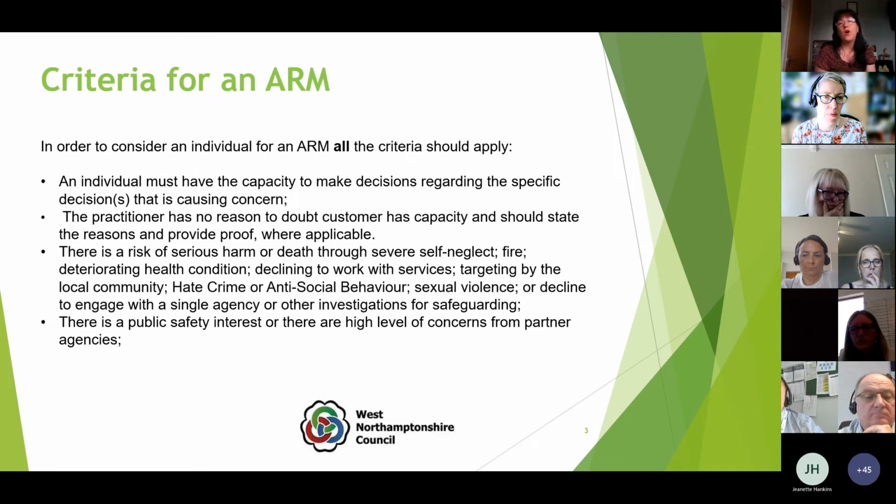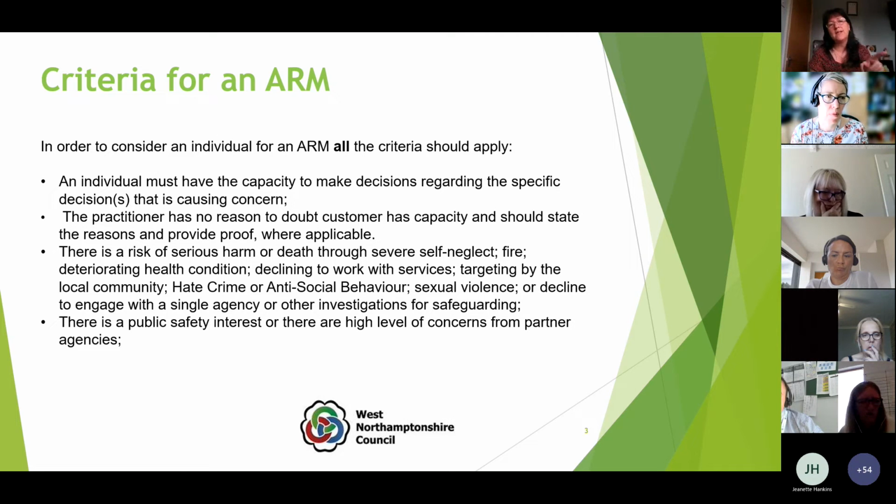And when we say provide proof, it is about actually identifying: this is the risk that I'm identifying, and this is why I believe the risk meets the criteria, because there's a risk management scoring for ARMs. And the reason why I believe they've got capacity is because of this, this and this. So it's evidencing why and how that person has come to that decision.